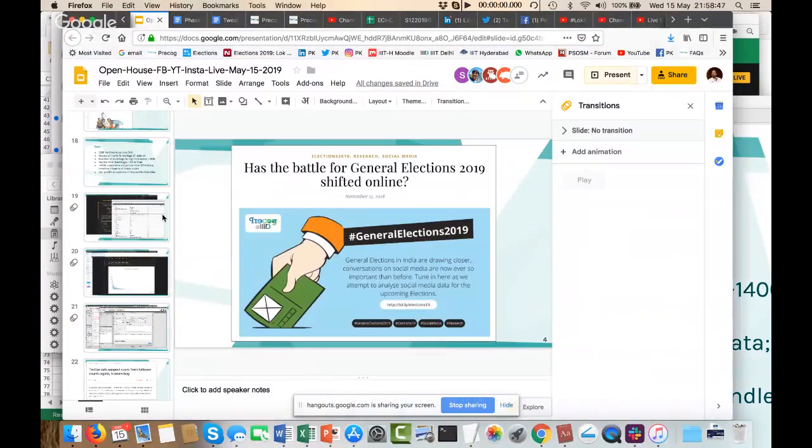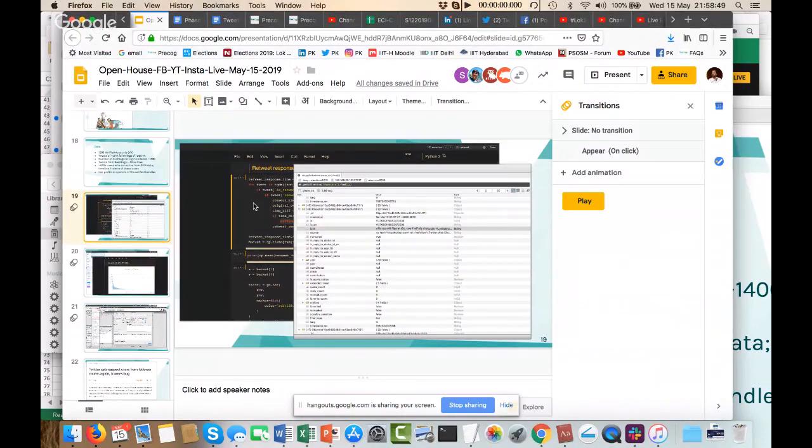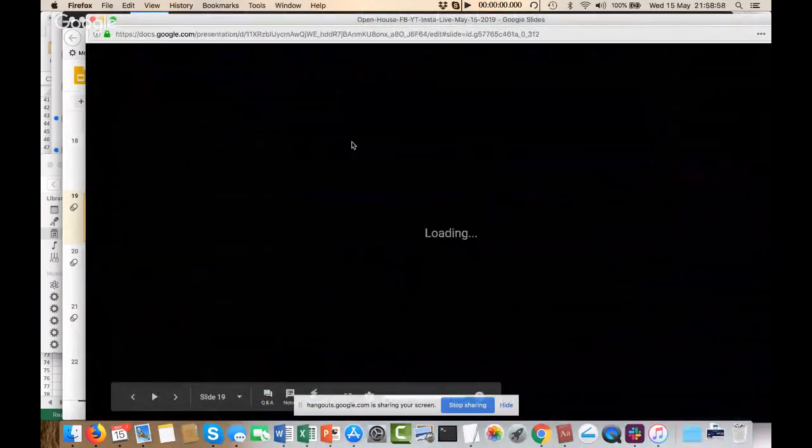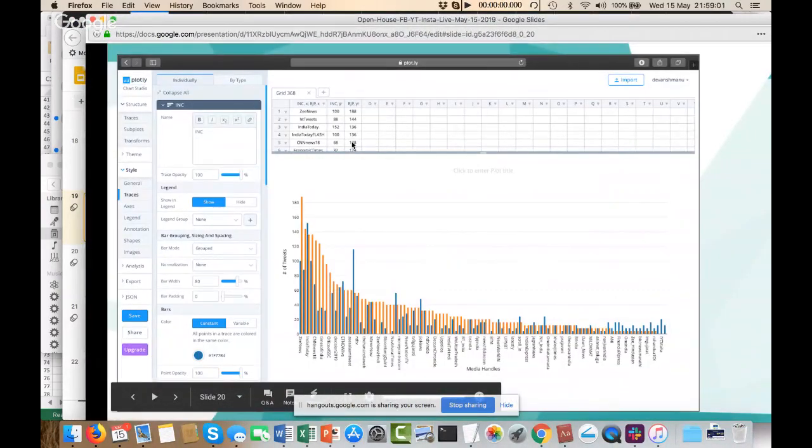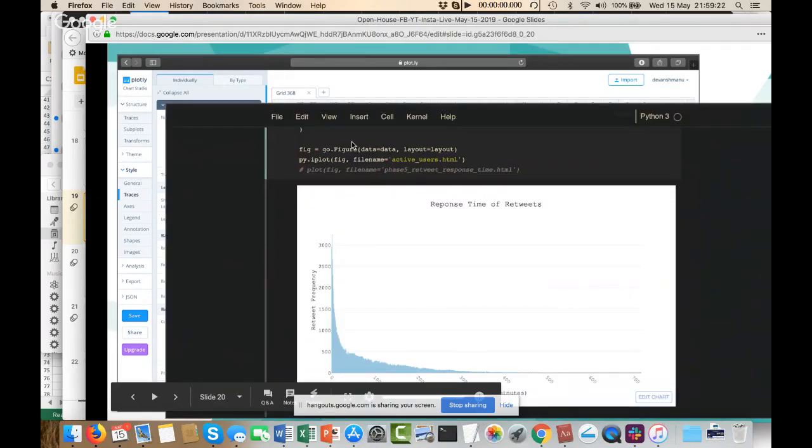Down here, so this should show up. Right, so the first one is the Python that we use, and then the data is stored in MongoDB, and then we use Plotly for all the graphs. So all data collection that we're doing is basically through Python and stored in Mongo. And any graph that you're seeing in my slides or on the website is basically out of Plotly.